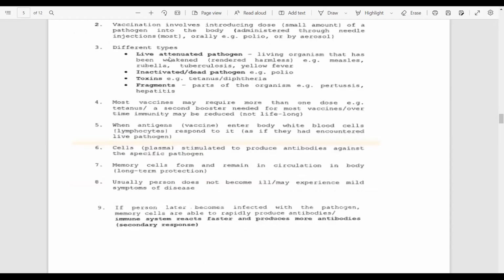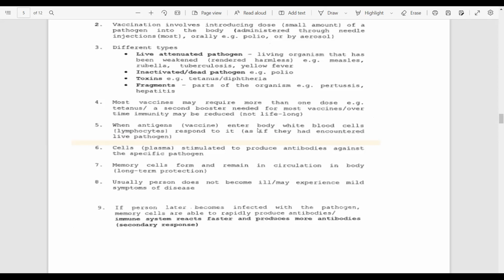There are different types of vaccines. There are live attenuated vaccines where the living organism has been given, but it's weakened, so it's harmless. For example, measles, rubella, tuberculosis and yellow fever are live attenuated vaccines. You could be given the dead pathogen, for example in polio, or you could be given toxins that the pathogen produces, like tetanus and diphtheria, or you could be given fragments of the pathogen, for example pertussis and hepatitis. Most vaccines may require more than one dose. For example, tetanus requires a booster, needed for most vaccines over time because immunity may not be lifelong.